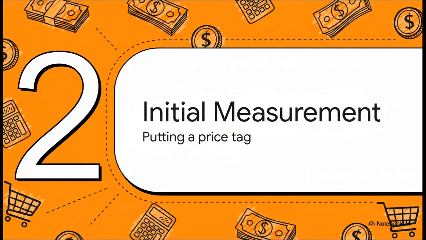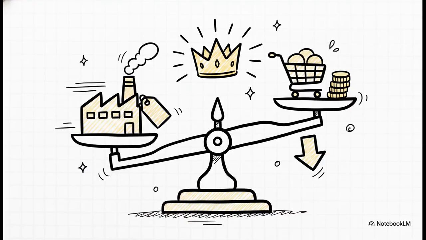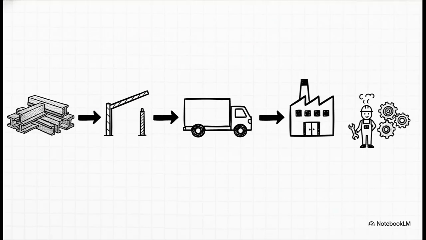Section 2. Initial measurement of inventories. Now, if you take away only one thing from this entire explainer, let it be this golden rule. Inventories shall be measured at the lower of cost and net realizable value. This single sentence absolutely dictates everything that follows in the asset's life cycle. You can never overstate the value of your inventory. You are always bound by the lower of what you paid to get it or what you can actually get for it right now. Let's see how this actually builds.